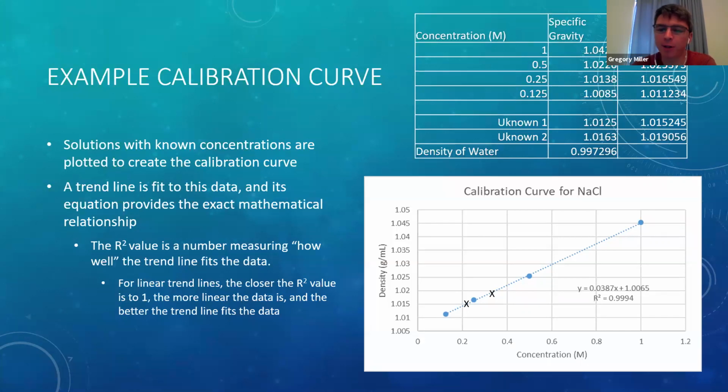So this r squared value, it is a measure of how well your line fits your data, or basically how much your data deviates from that perfect line.